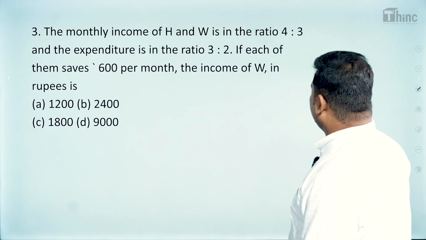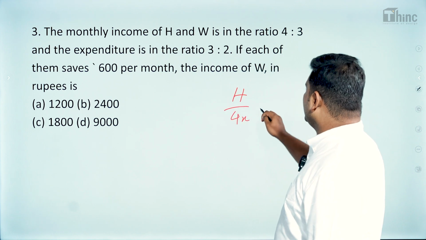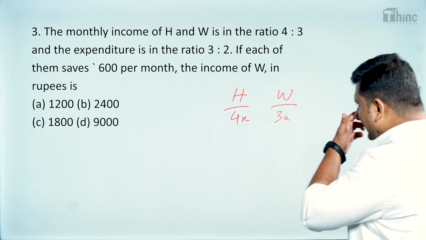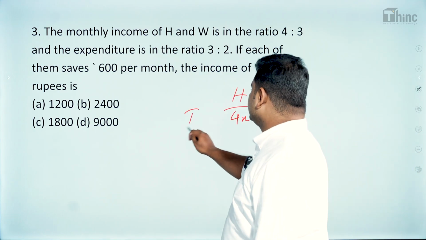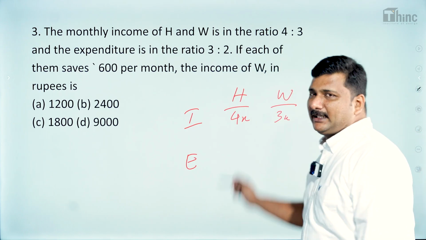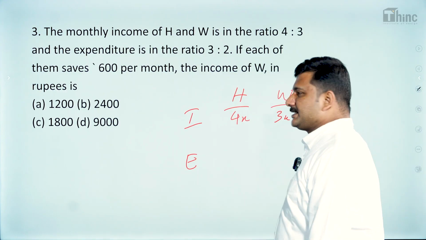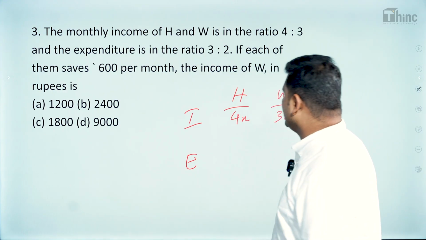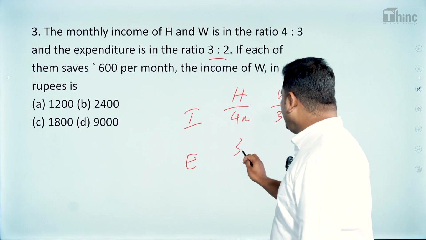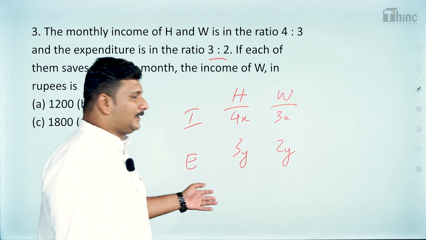So income of H and W are in the ratio 4:3. So income of H can be written as 4x, and income of W will be 3x. So this is all about income. And the expenditures of H and W are in the ratio of 3:2. Since we already took the variable x, we have to go with a different variable. So incomes can be written as 4x and 3x. Now expenditures are in the ratio of 3:2, so expenditures can be written as 3y and 2y, right? Because we already took the variable x, that's why I'm going for a different variable here.